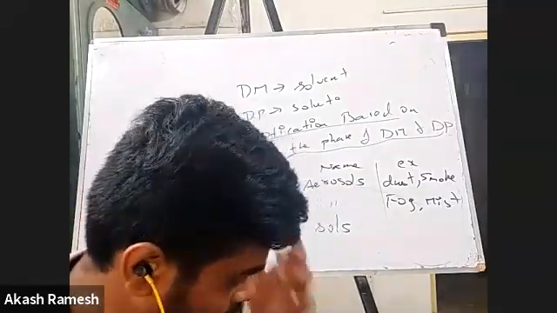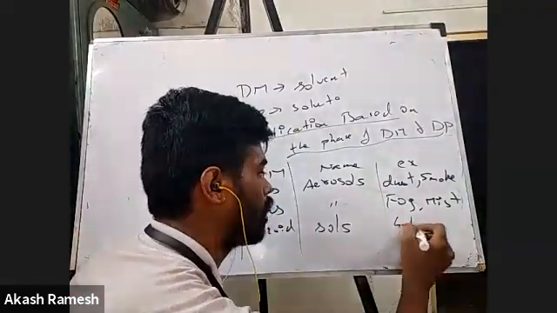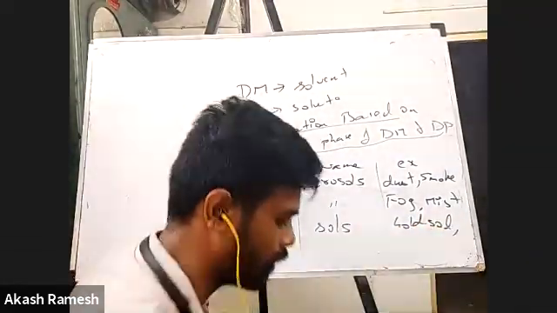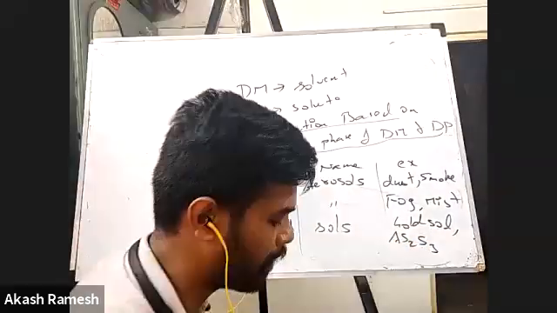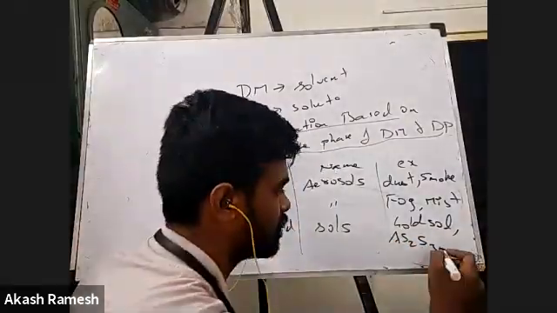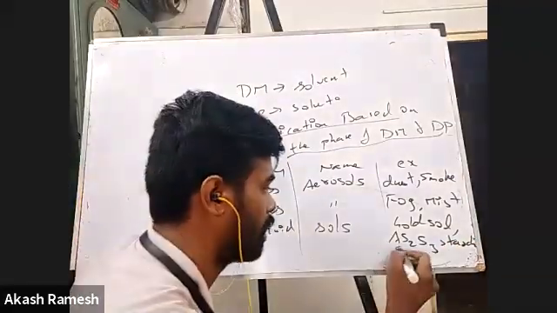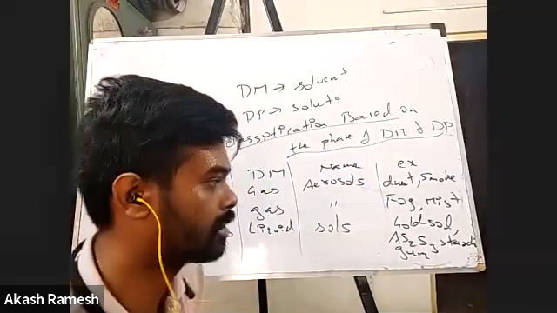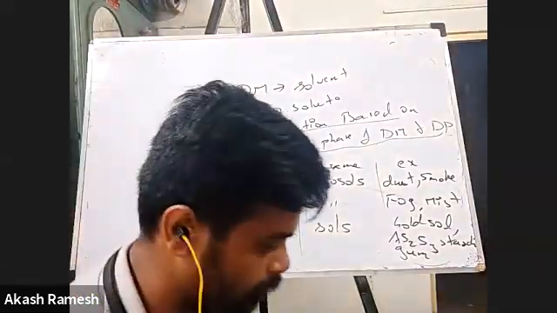And obviously, if you look at the examples, there are so many. Say gold sol, arsenic sulfide, even starch, gum. All these are examples for your sols. Okay, moving on.